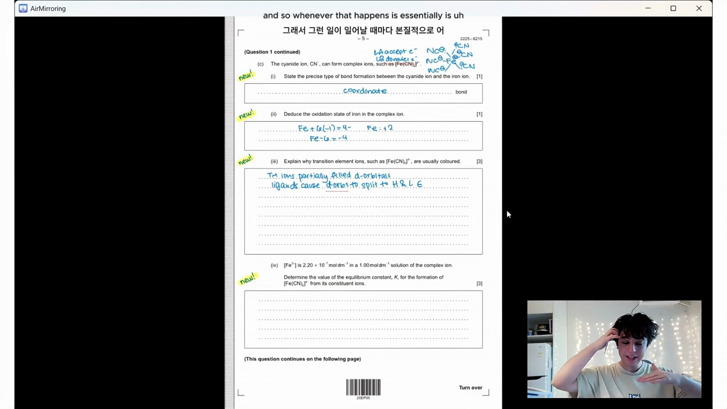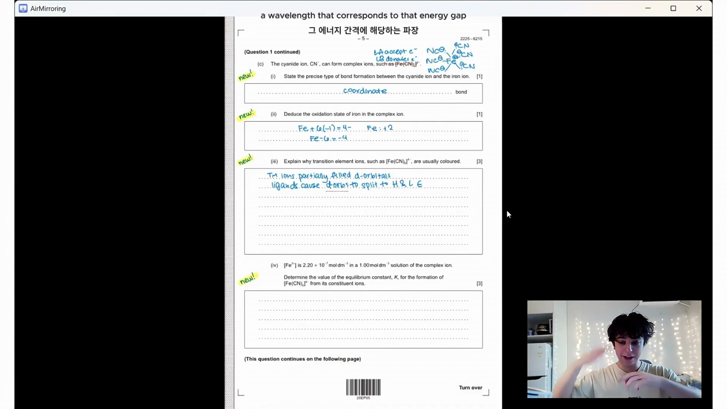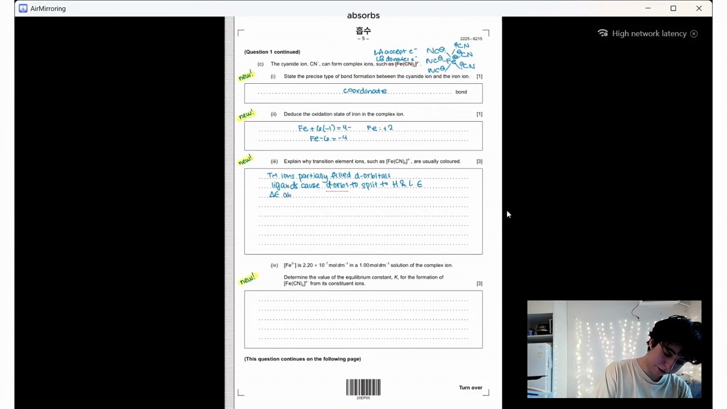And so whenever that happens, it can absorb a wavelength that corresponds to that energy gap and allow an electron to be promoted from the lower to the higher level. So the way that we can say this is that the energy gap absorbs a wavelength to promote the electron from low to high energy level.